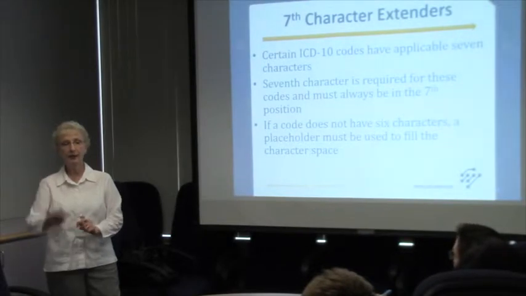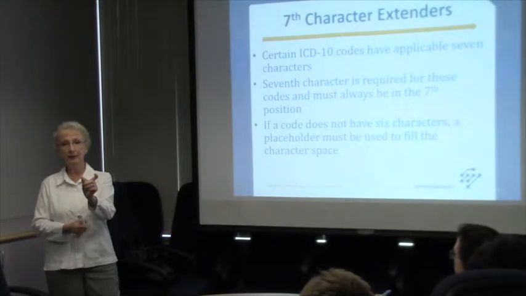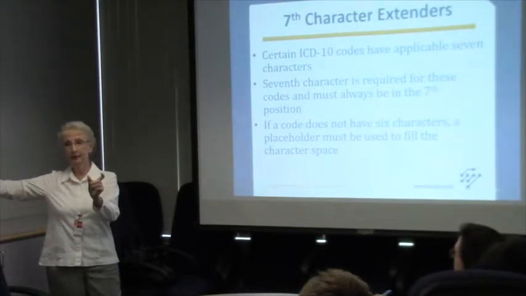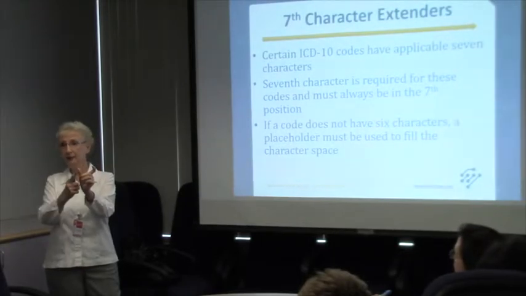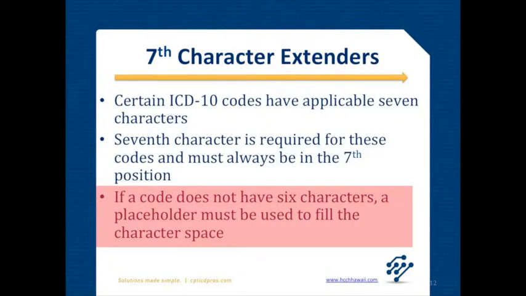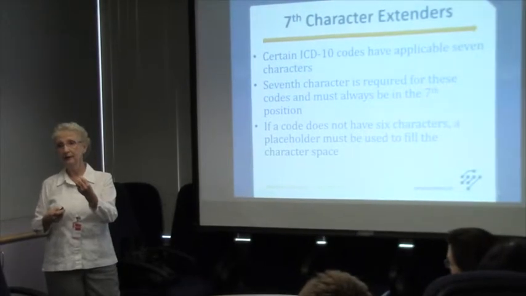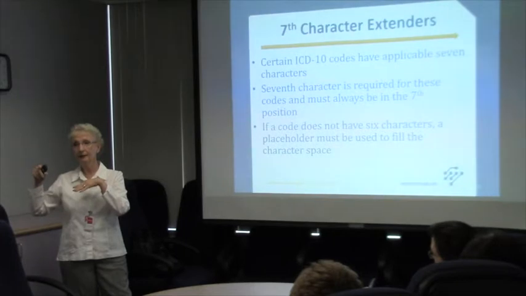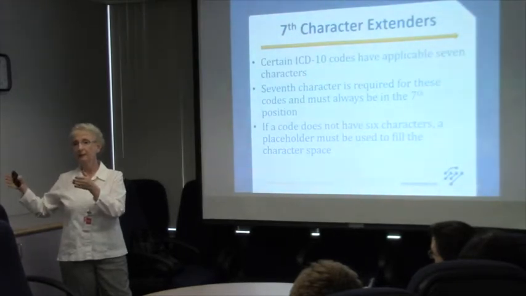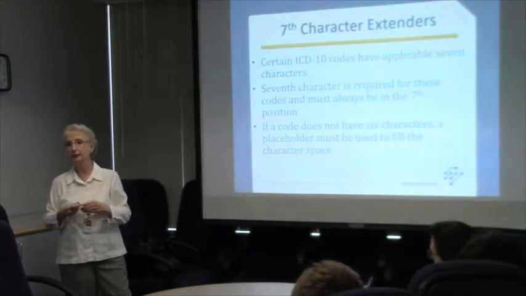So a question was asked about a 3-character code. Let's say you have G40, a 3-character code, and it requires a 7th. It's only 3. Can you take that 7th and move it down? The answer is no. You must have placeholders in there because the 7th must always be 7th. This is going to be problematic from a claim perspective because unless the health center's software tells them they've got to have X's in those blanks, their system will probably truncate it and you'll get an invalid code.